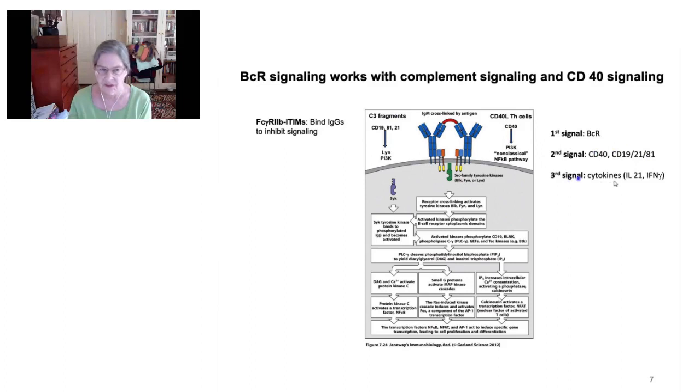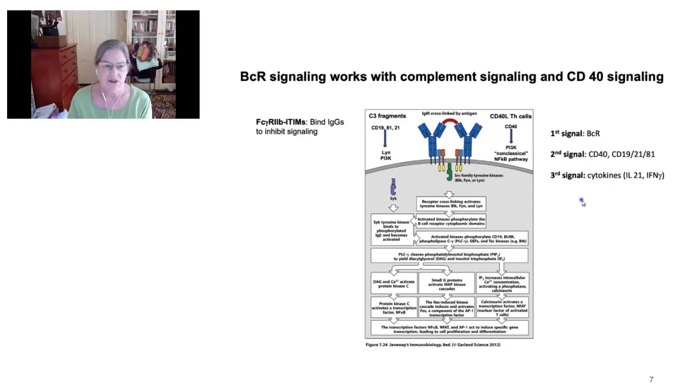So signal 3 is telling the B cell basically what kind of function it's going to be taking on in terms of isotype switching, because that's pretty much the different antibody isotypes that dictate what the outcome is going to be for the humoral immune response.